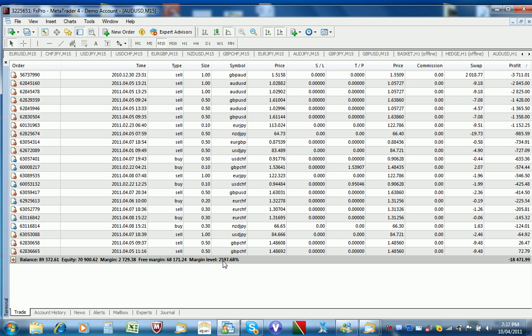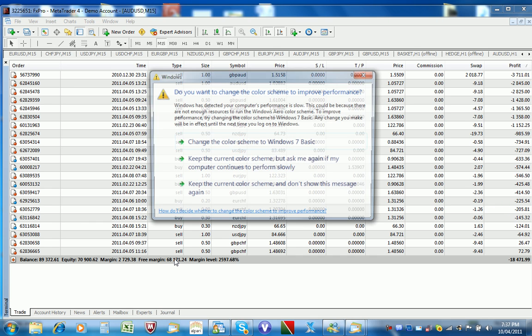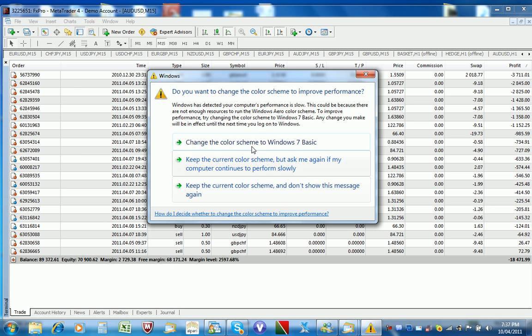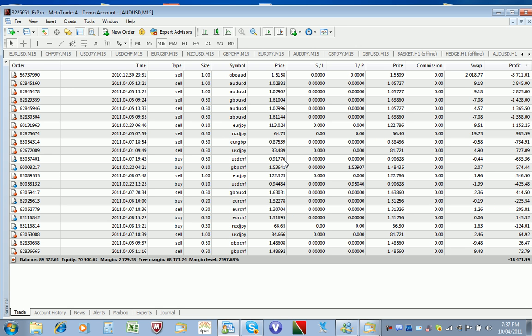Notice the margin level is very satisfactorily at 2,597 with a $68,000 free margin. So we're currently working very well with the margin levels, and this is of course on non-US dollar brokers, where you cannot do buy and sells hedging.